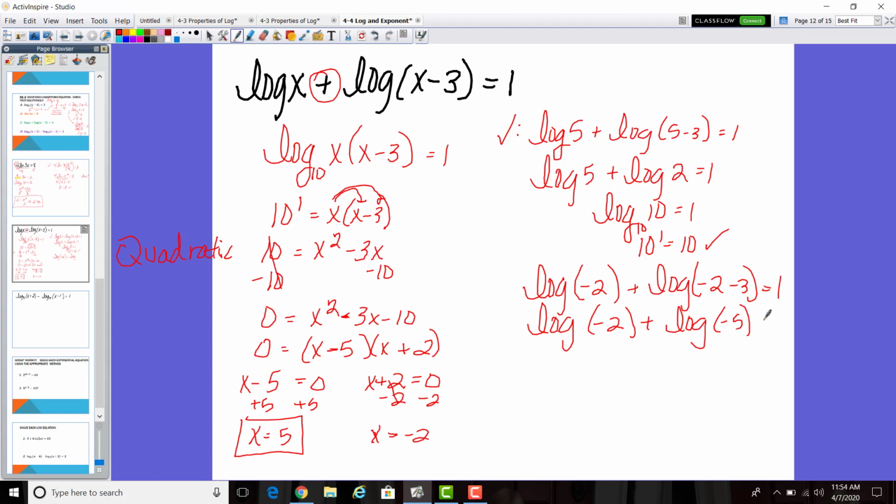Now I want you to check this on your calculator. Plug this in. Plug this in. For both of these logs on your own, you're going to get an error. That's because these are invalid or undefined logarithms. Common log of negative 2 doesn't exist. So if I can't do these logs on their own, I can't use any properties on logs that are undefined. So that proves that that is not a valid solution and an extraneous solution. So the only solution for x is going to be 5.